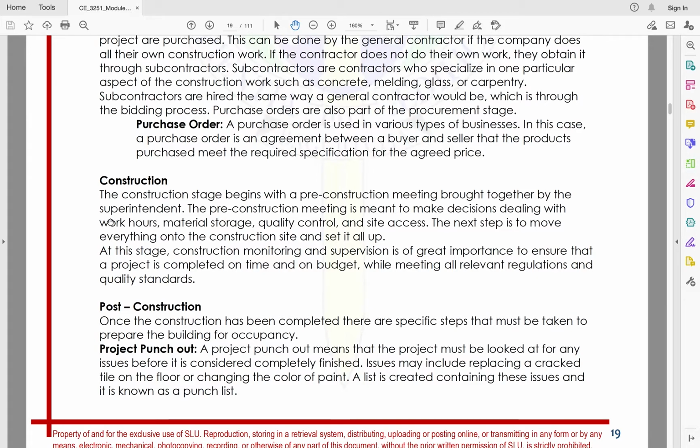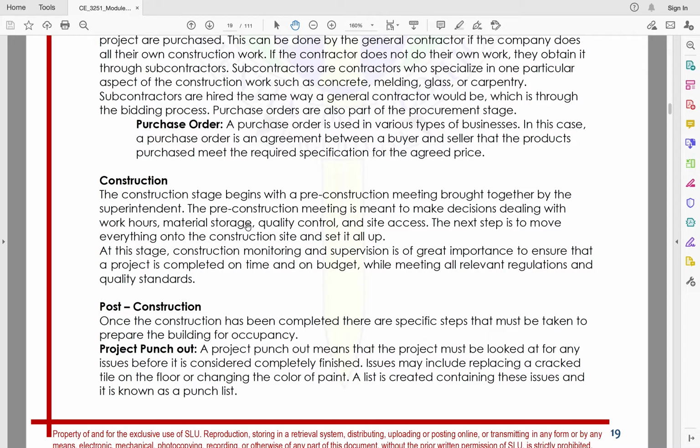Now for the material storage, we should have a storage facility. If there will be no storage facility, at least we have a... what do we call that? Material storage, work hours, material storage.